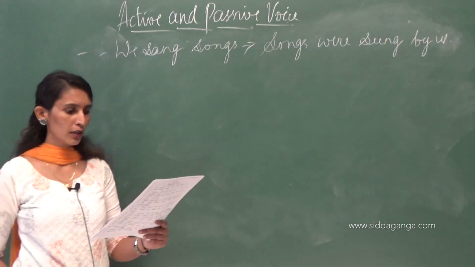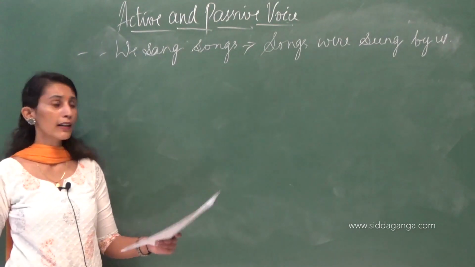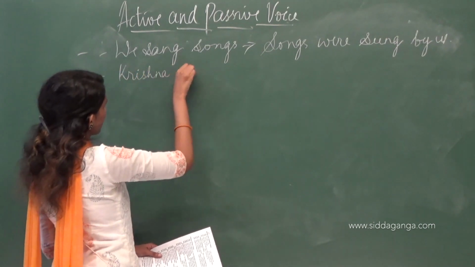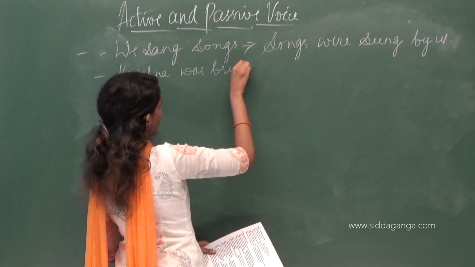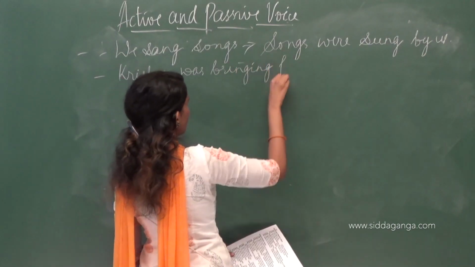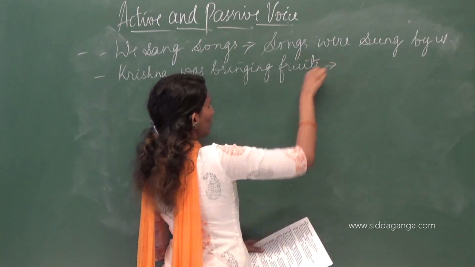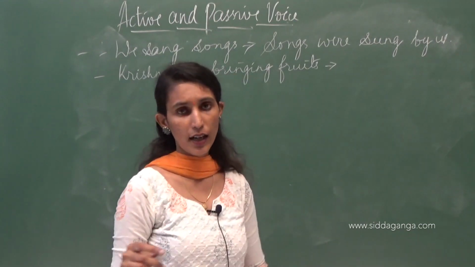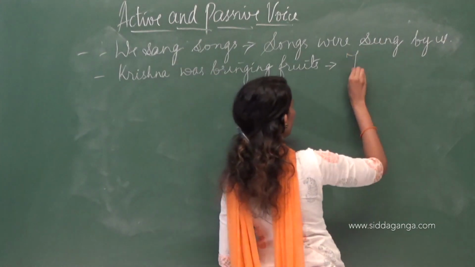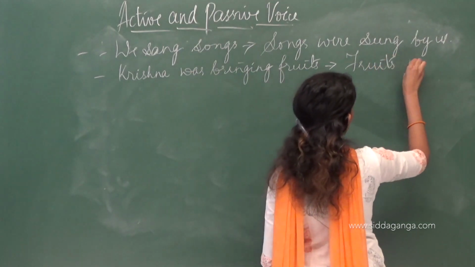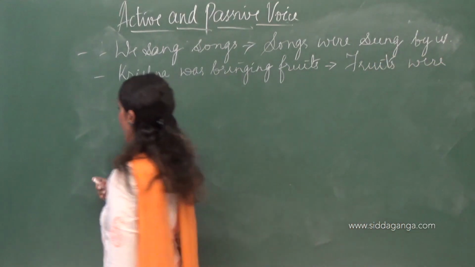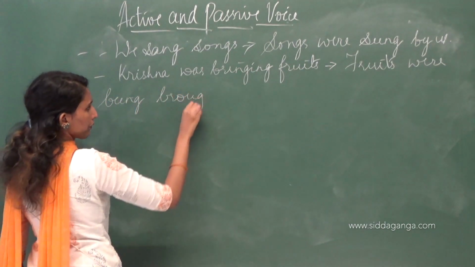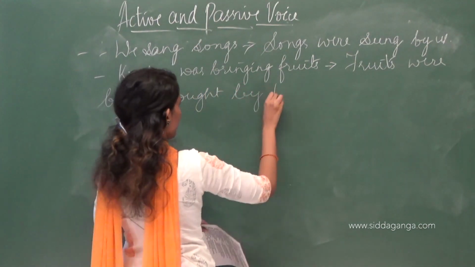What's the next example? Krishna was bringing fruits. Fruits were being brought by Krishna. How do you say? Fruits were being brought by Krishna.